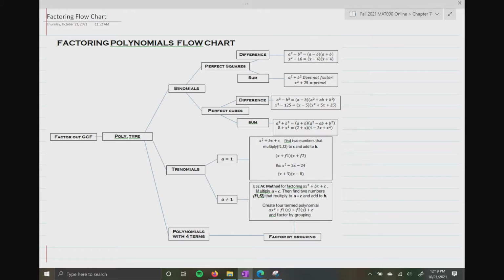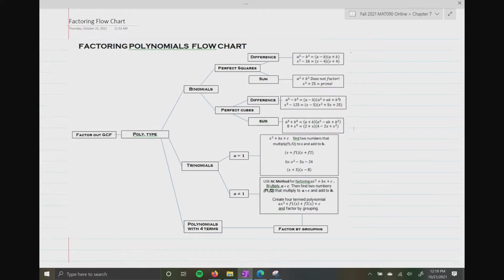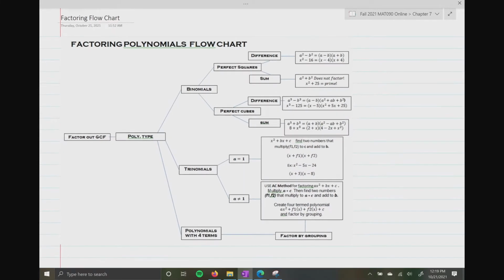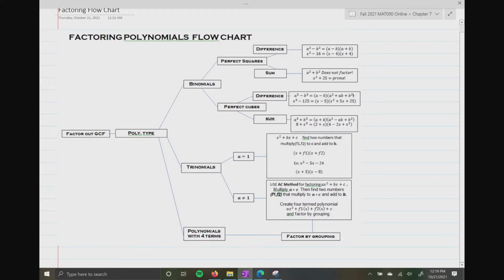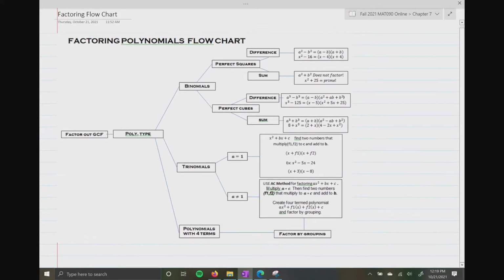Okay, here's our next problem. Sorry, I kind of zoomed out there a little too much. It's really hard because this flowchart takes up so much real estate on the screen. All right, here we go. How about 2x squared minus 5x minus 3. Remember, you always start here. Factor out a GCF. In this case, there is no GCF.